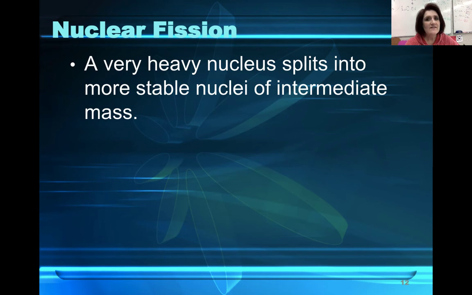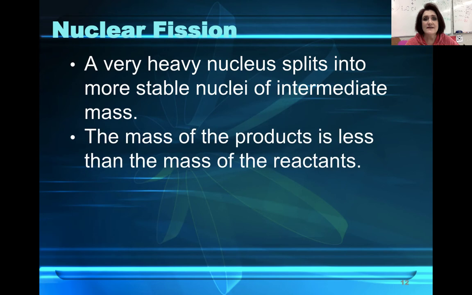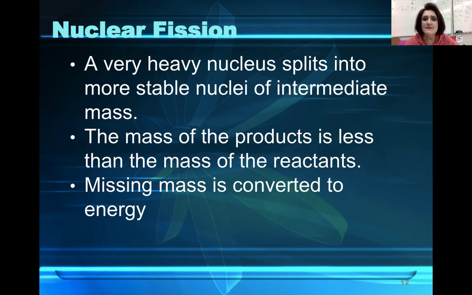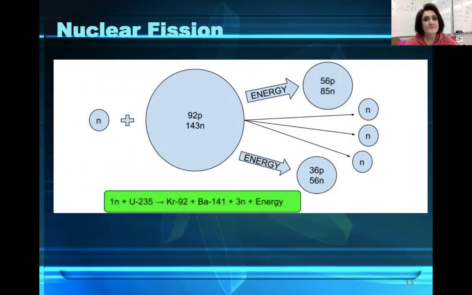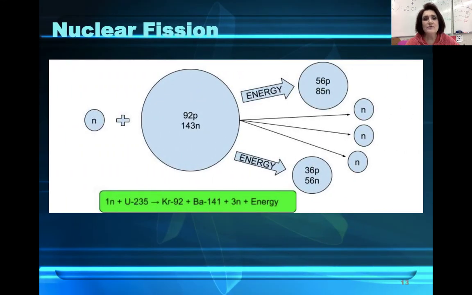In nuclear fission, a very heavy nucleus splits into more stable nuclei of intermediate mass. The mass of the products is less than the mass of the reactants, and that missing mass, because we do have the law of conservation of mass, is converted to energy. This diagram shows a fission reaction where a neutron hits a uranium-235 atom and it breaks into krypton-92 and barium-141 plus 3 additional neutrons and a lot of energy.